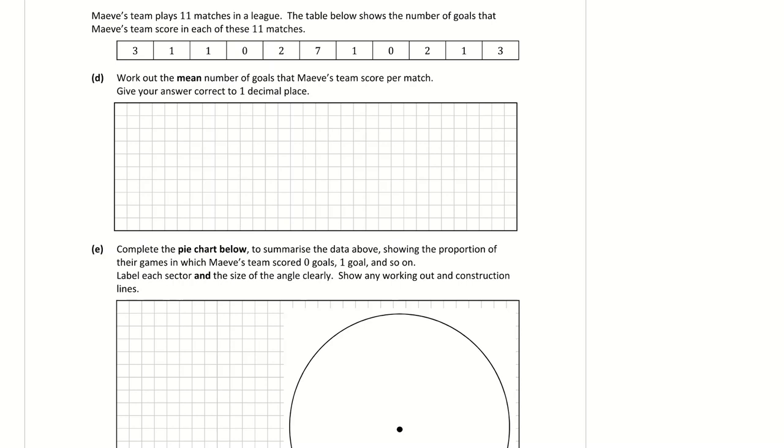So basically all I'm doing here in this question is taking the figures from the table. So 3 plus 1 plus 1 plus 0 plus 2 plus 7 plus 1 plus 0 plus 2 plus 1 plus 3. Dividing it by the total number of matches, which is 11. So I'm getting 21 over 11. Question wants it in decimals, so that's 1.909. But the question wants it to 1 decimal place, so therefore my answer would be 1.9. So the mean here is 1.9.